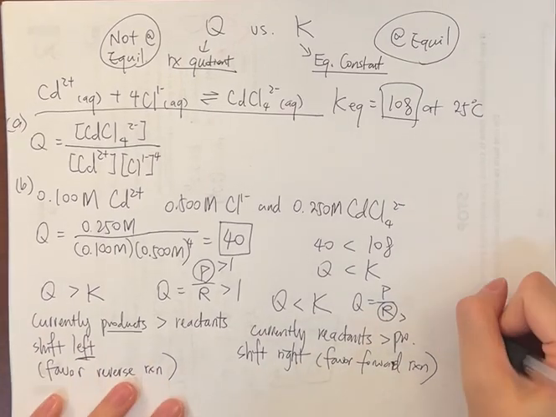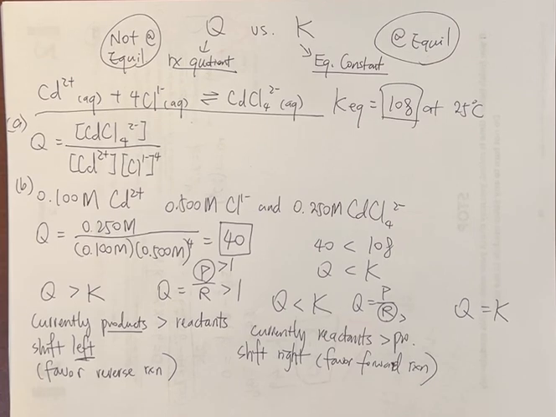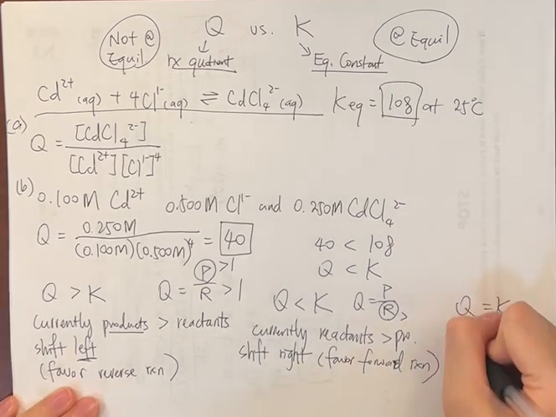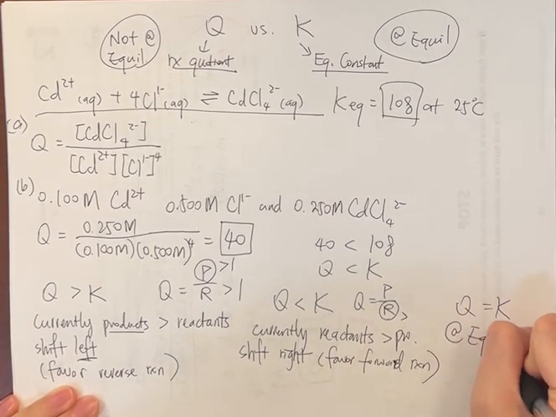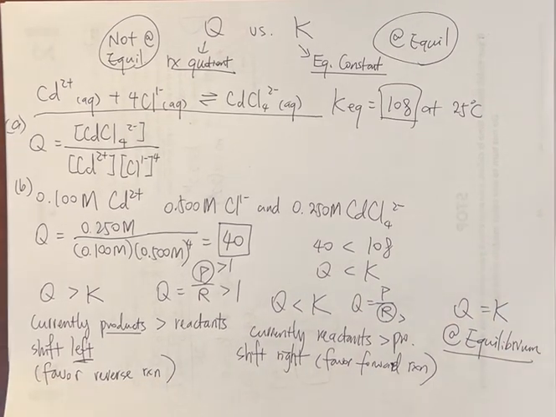and one last thing. When Q is equal to K, think about that. What will happen? Well, it means that the reaction is actually already at equilibrium, so nothing has to be shifted here. After knowing these three theories, and most importantly the logic behind each of them, we can go back to the questions and try to solve it.